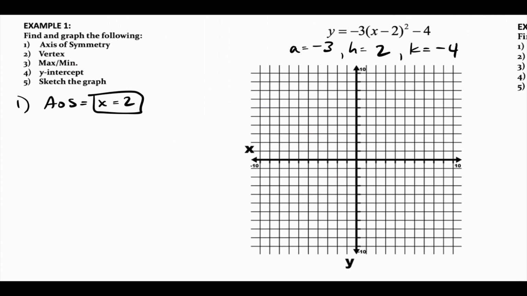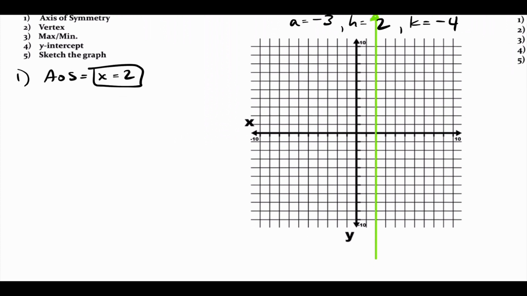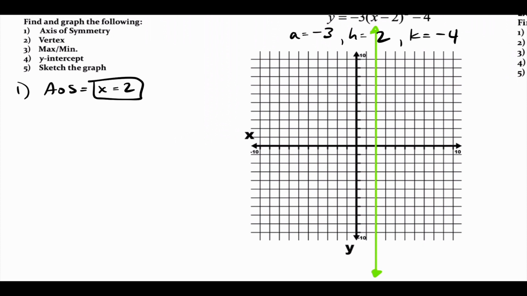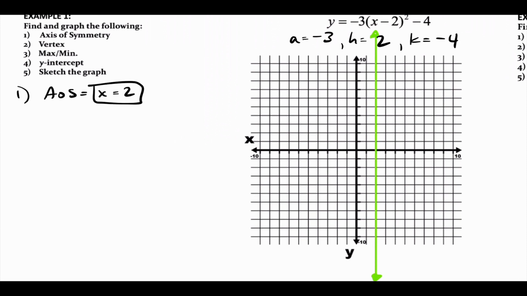So now what I'm going to do is draw my green line. That's my green line, remember? That's the green line that I'm going to draw. Okay, so let me go draw my green line at +2. The vertex is somewhere on that green line. Down here, in the middle, up here. I don't know where, but it's somewhere on that green line. So now I got to figure that out.